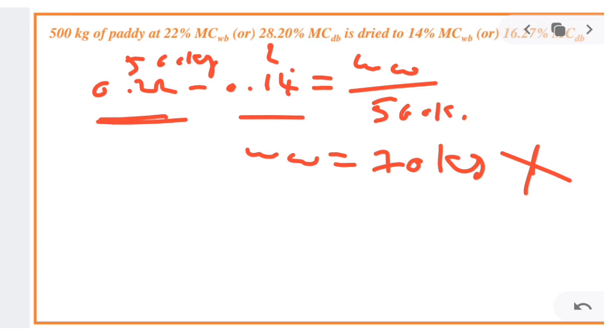So while using moisture content on wet basis, try to solve by using the formula. But in case of moisture content on dry basis, you can directly subtract and you can calculate the amount of water removed.